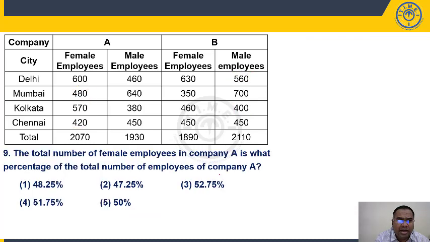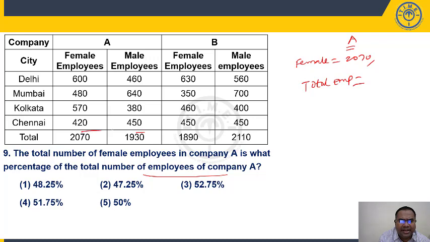Question number 9 on your screen, students. Total number of female employees in company A is what percentage of total number of employees in company A? So if you take company A, female employees are how many? We know clearly it is 2070. What are total employees? Total employees means you have to add males plus females. 30 plus 70 is 100. So 2 zeros, 1 carry forward. 20 plus 20 is 40. So 4000. 2070 by 4000 into 100.